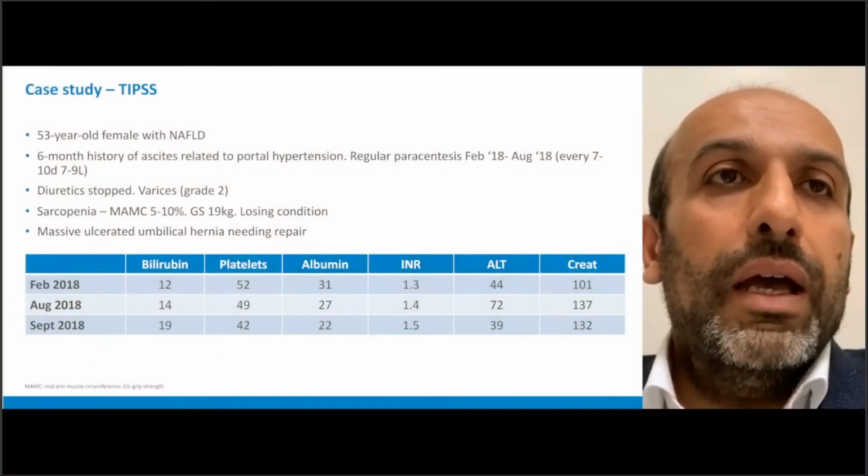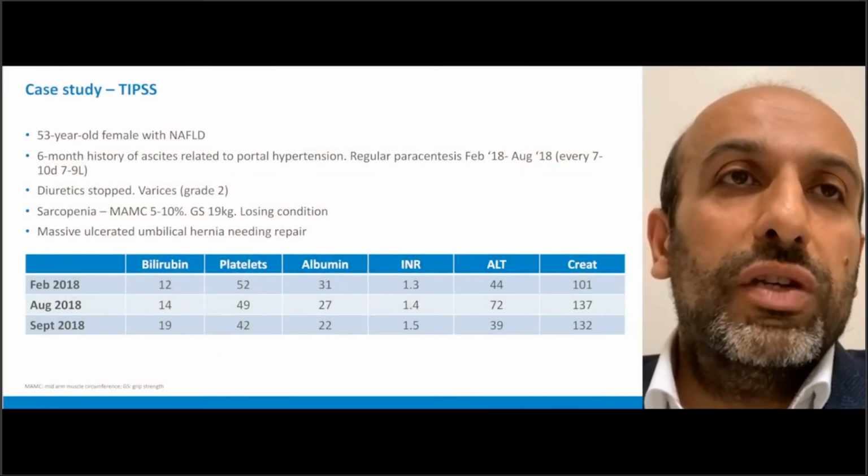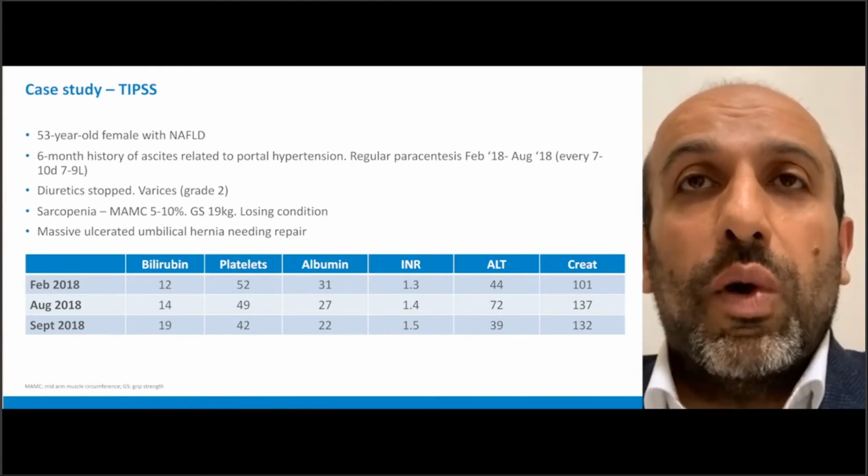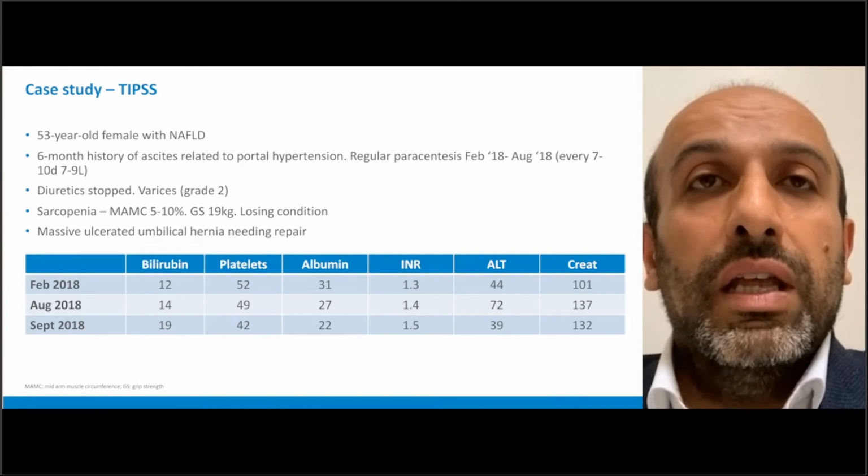I want to just highlight a case to sort of show the things we've been discussing. The case in mind is a patient who's undergoing a TIPS procedure. It was a 53-year-old female with NAFLD. She had a 6-month history of ascites due to portal hypertension, and she required regular paracentesis.